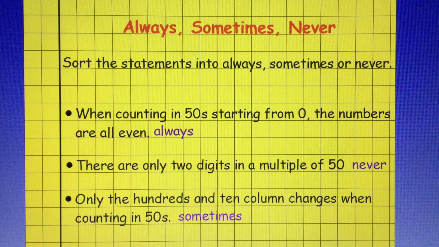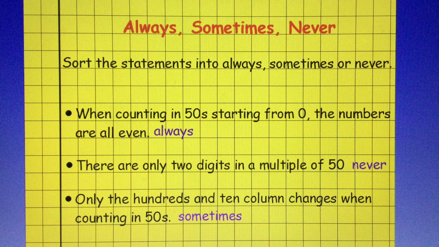When counted in 50s, starting from 0, the numbers are always even. This is always. They're always going to be even because the ones is always going to be a 0, which is an even number. There are only 2 digits in a multiple of 50. This is never true because it can go up into the thousands and the hundreds and way above there. So it could be 2-digit numbers, 3, 4, 5, etc. The numbers are never ending.